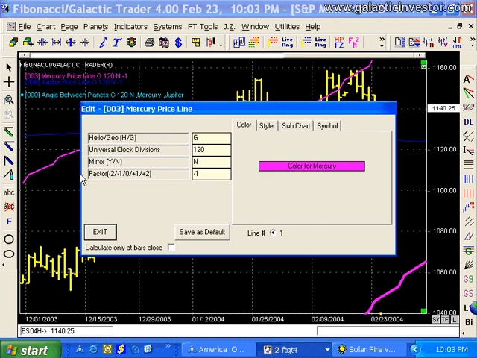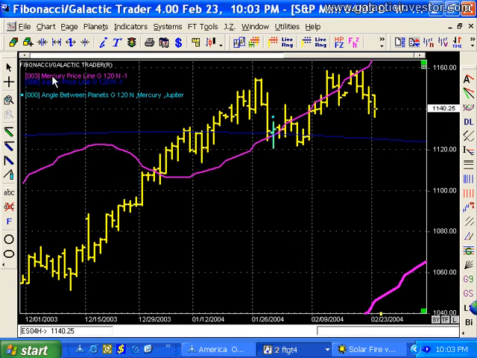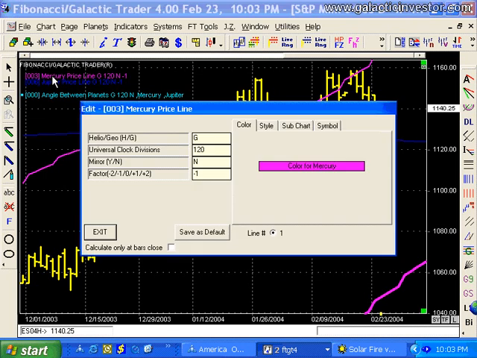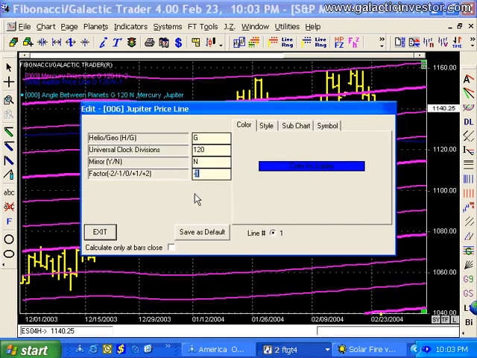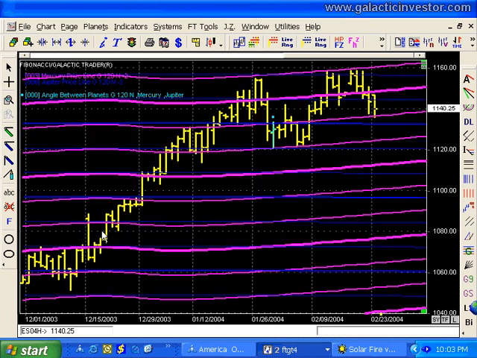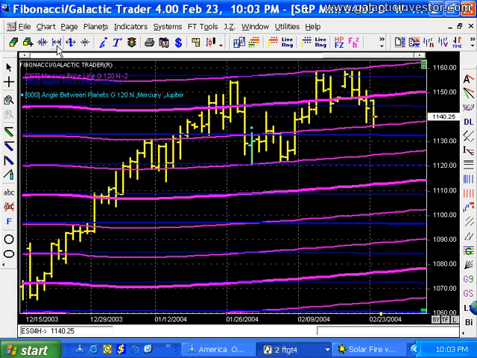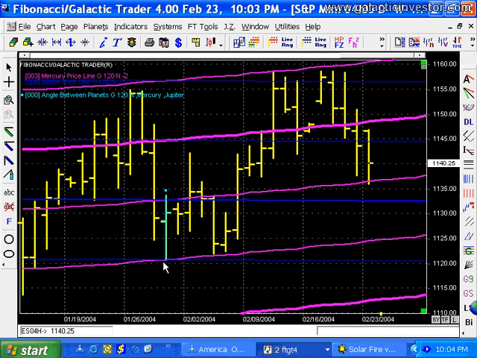But what if we change the factor? If you want to edit your indicator, planetary line, you just click on the indicator and then change the factor to -2. Now this is going to put the lines 12 points apart instead of 120. And what we have here is a precise low based on the Mercury-Jupiter trine at the correct precise price level. So we had an aspect forming a low at the correct price level on this particular day.